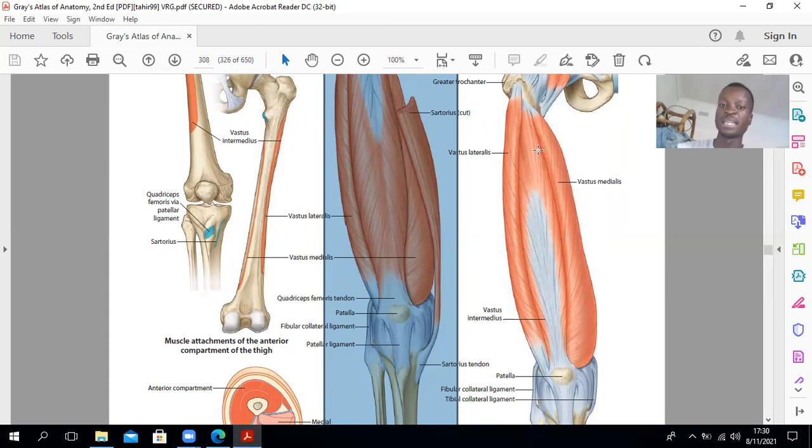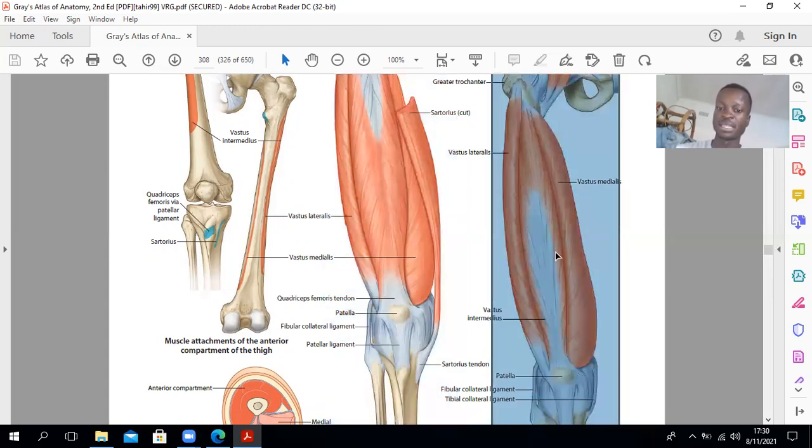Then here we have reflected the rectus femoris. We can now identify the vastus intermedius, which is this one in this case here. Right.